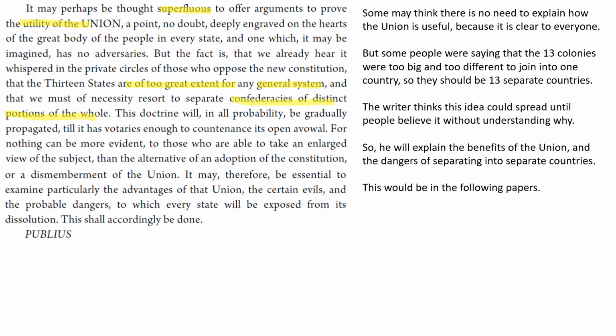This doctrine will, in all probability, be gradually proposed, till it has votaries enough to countenance its own avowal. For nothing can be more evident to those who are able to take an enlarged view of the subject than the alternative of an adoption of the Constitution or dismemberment of the Union. It may therefore be essential to examine particularly the advantages of the Union. We need to think why the Union is advantageous. The certain evils and dangers to which every state will be exposed from its dissolution. This shall be done accordingly. Publius, which is a secret name for Alexander Hamilton.